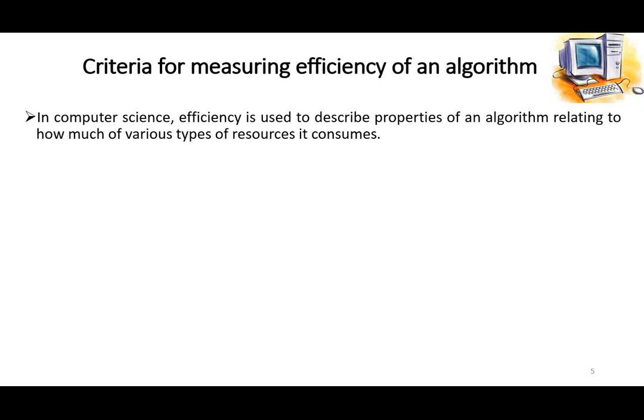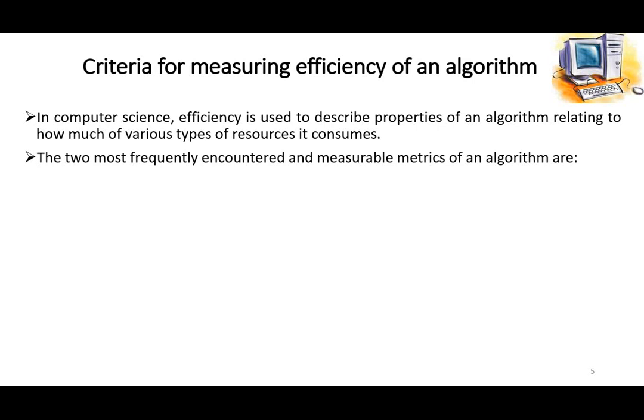In computer science, efficiency is used to describe properties of an algorithm relating to how much of various types of resources it consumes. Yes, that is the main thing. We have to see how many resources are required by the algorithm. Resources in terms of time means processing time, and resources in terms of memory means memory space that it occupies while its operation or while solving the problem.